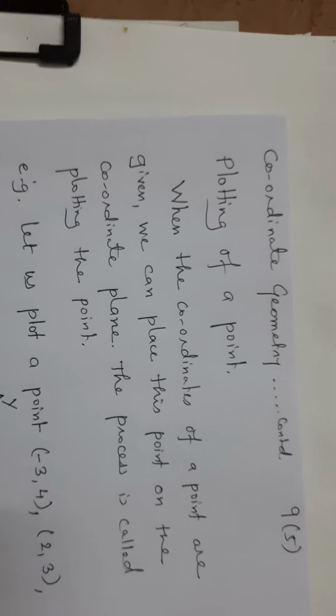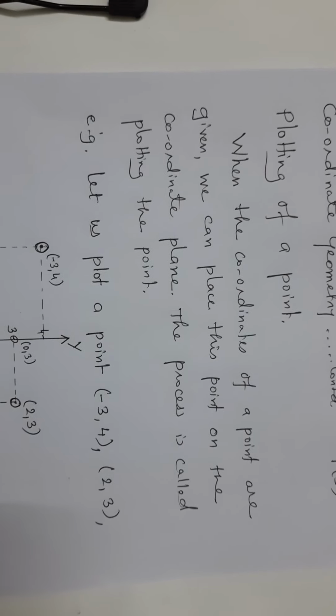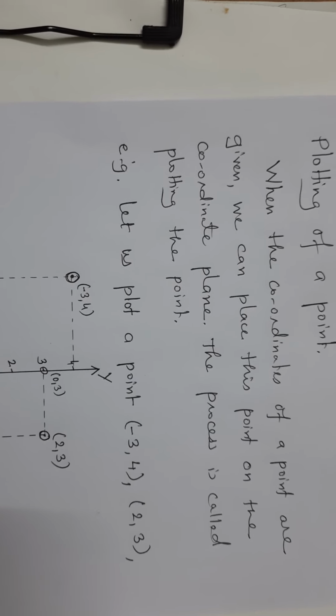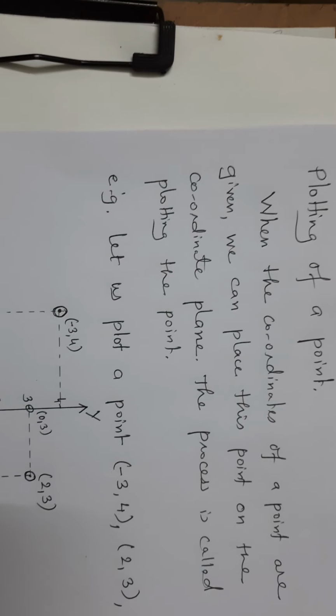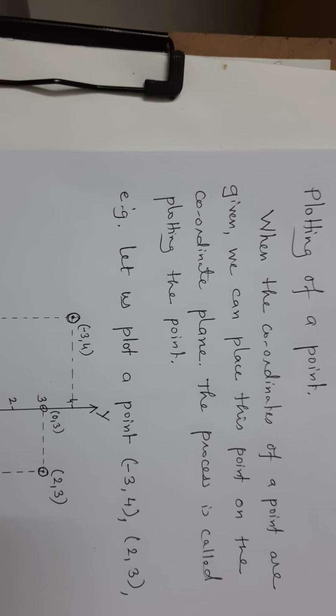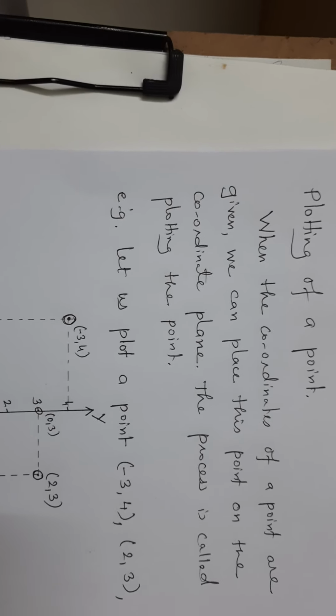Now let's see plotting of a point. How do we plot a point? When the coordinates of a point are given, we can place these points on the coordinate plane. The process is known as plotting the point. Whenever we represent the given point in the plane, we call it plotting of a point. You can either say represent a point in the plane or plot a point in the plane.